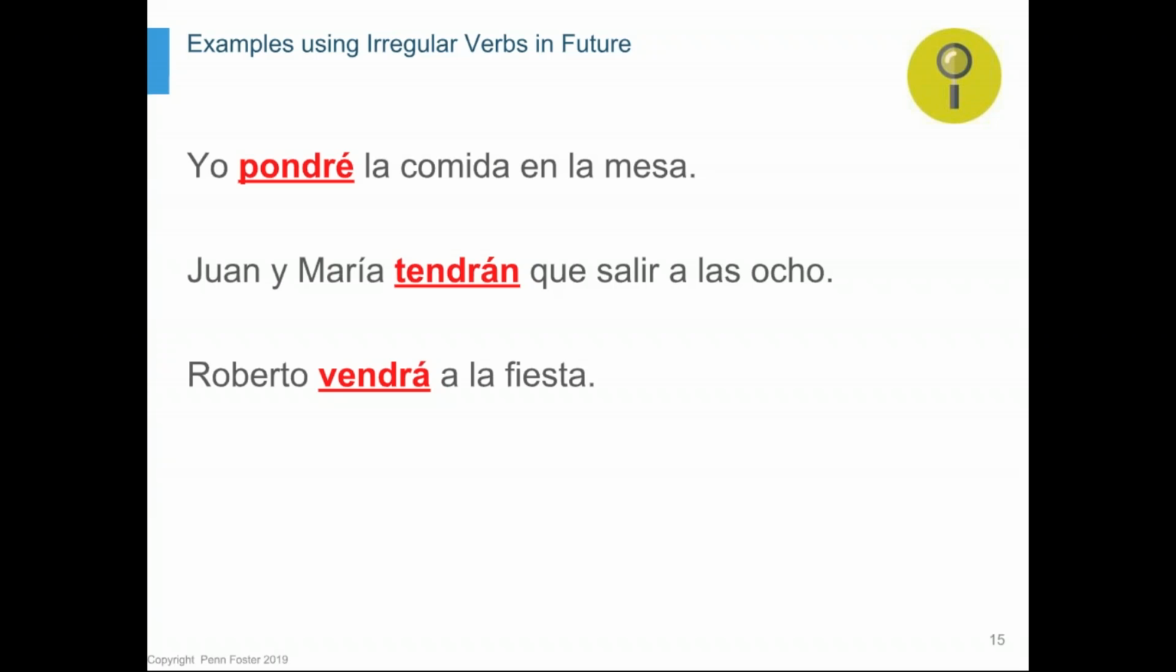Second verb is tener, to have. Normally its stem is just ten, but again, the dr comes into play here. So that sentence translates as Juan and Maria will have to leave at 8. And finally, the verb venir, which means to come. Normally its stem is ven, but again, just coincidentally, the dr is added. Not all of the 12 irregulars share that similarity, as you saw in the previous slide. And that final sentence translates Roberto or Robert will come to the party.